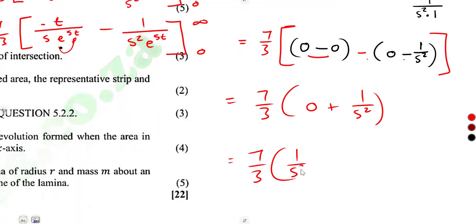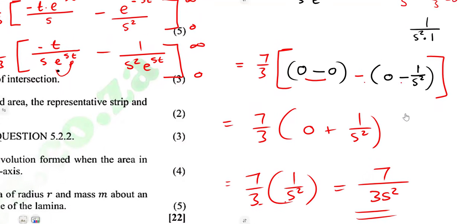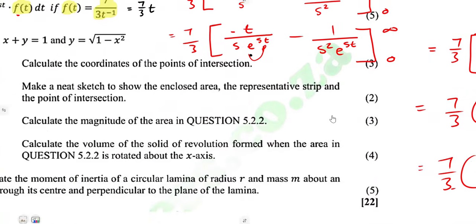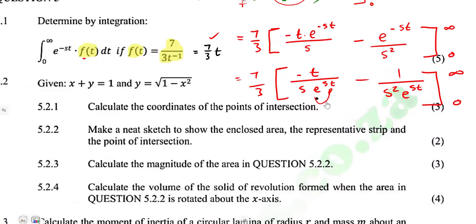Times 1 over s squared. So that's 7 times 1, which is 7. 3 times s squared, that's s squared. So this is what you're going to have. You have applied the Laplace transform, all right? This is part of the Laplace transforms. Go through that, understand all the basics from what you are given, all right? Just a matter of revision. It's all about revision. Let us consider another one.